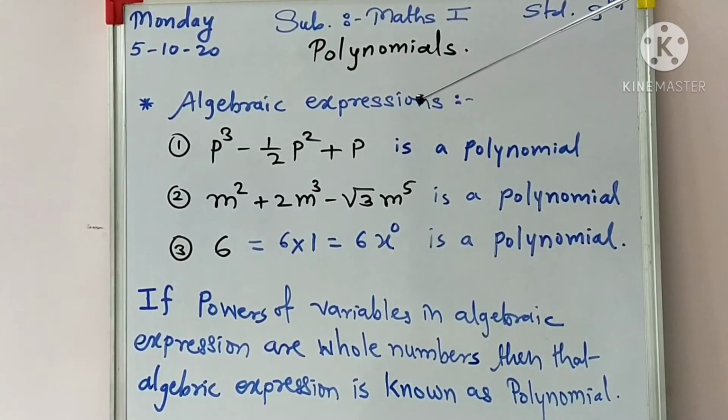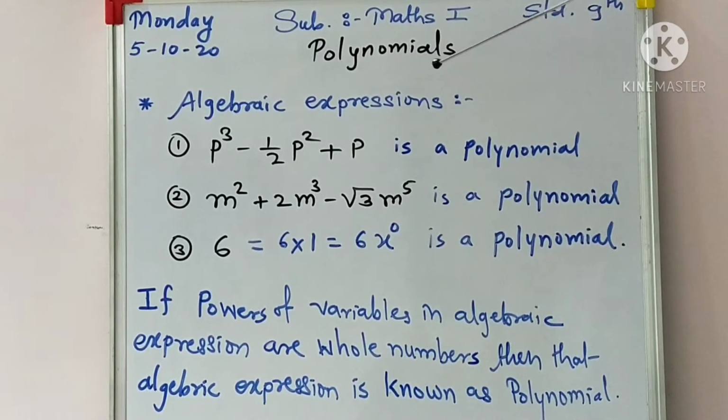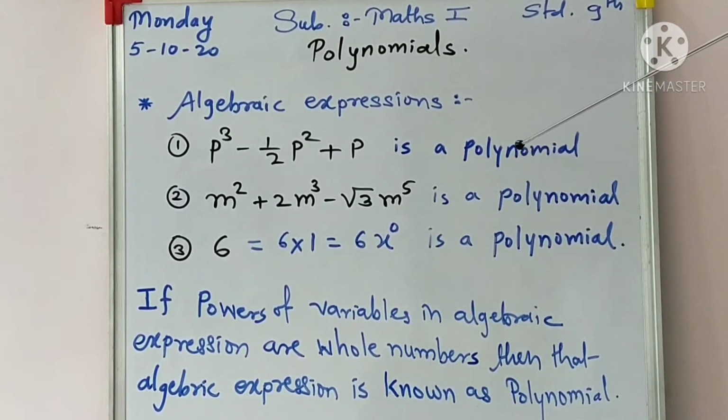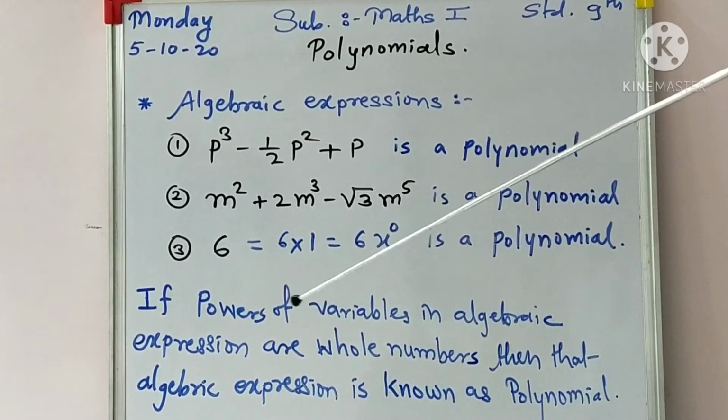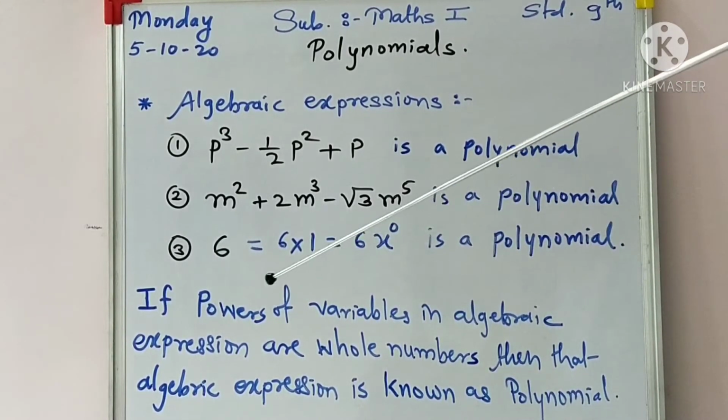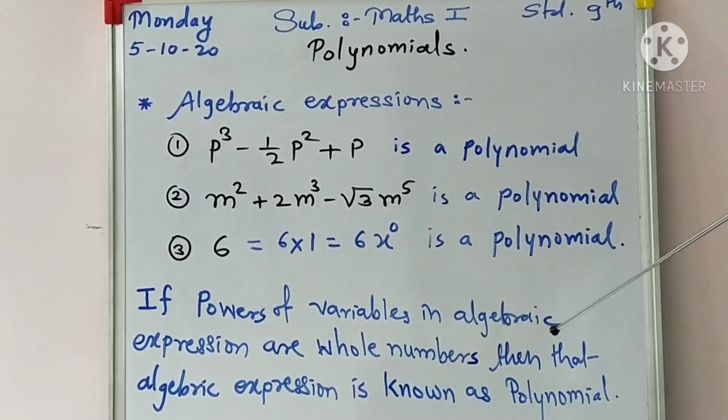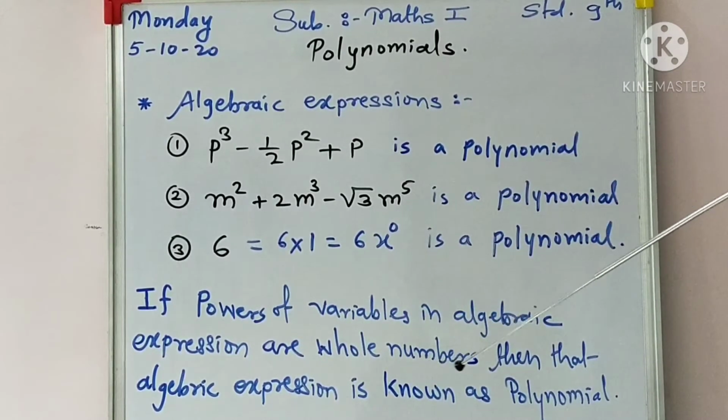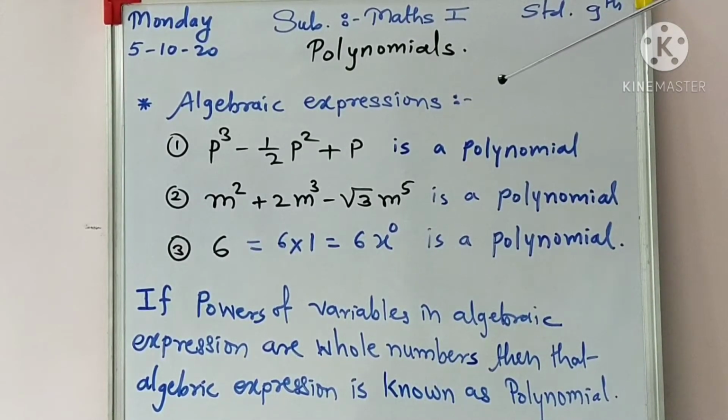So in the exam there is a 1 mark question, to decide whether the given expression is a polynomial or not. So to define it as a polynomial, the definition is important. If the powers of the variables in that expression are what? Whole numbers, then that algebraic expression is known as a polynomial. Okay, students?